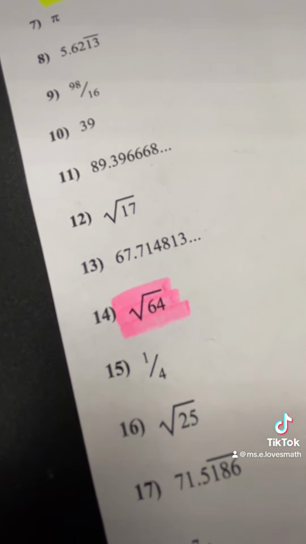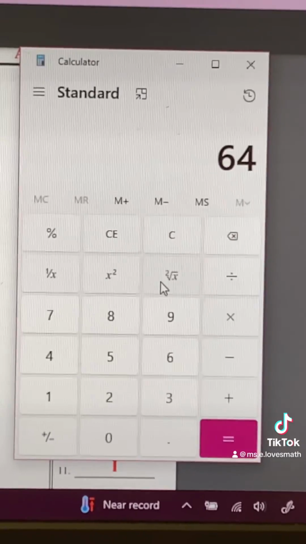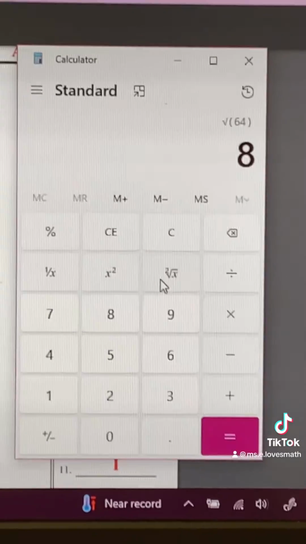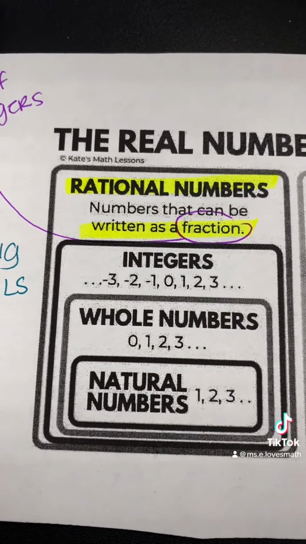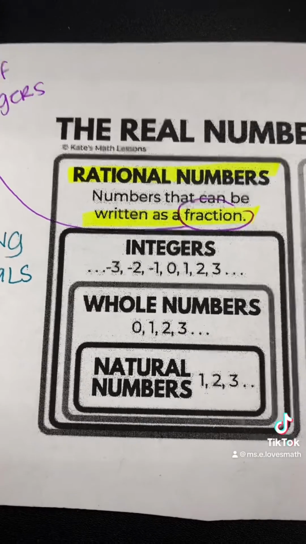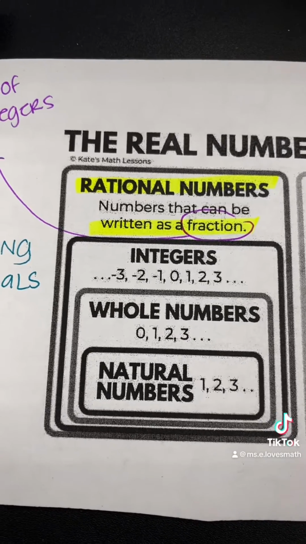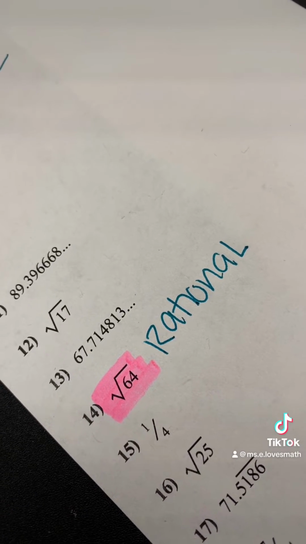Let's take a look down here at the square root of 64. I have 64. If we take the square root, we get 8. 8 falls under the rational numbers category as it is an integer, it is a whole number, and it is also a natural number. 8 can also be written as a fraction as 8 over 1. So the square root of 64 is rational.